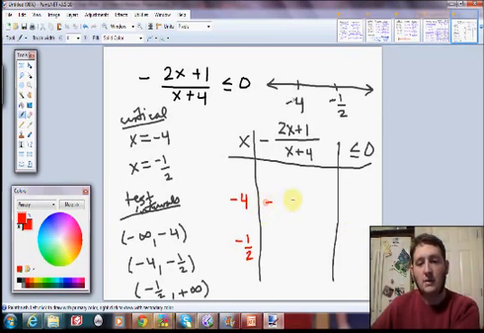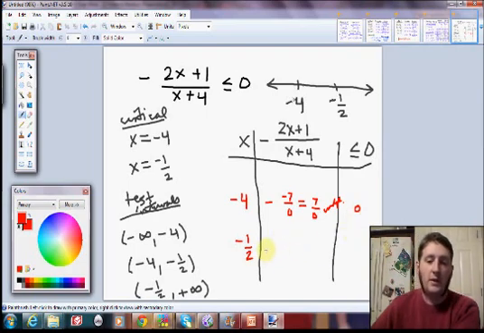Watch what happens. -4 in for x would be -8, plus 1 is -7. -4 plus 4 is 0. The negatives do cancel, but you still can't divide 7 by 0. That's a problem. It's undefined. It would be bad to abbreviate because I'm running out of space. And so we can't compare that to 0. So this actually ends up being an open endpoint.